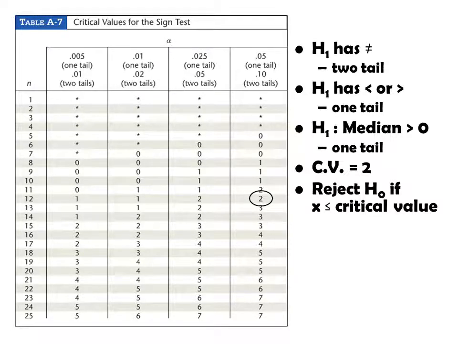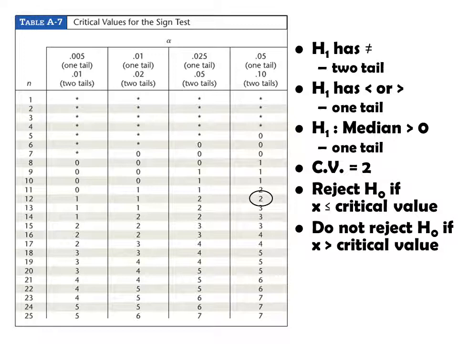Now here's our criteria for rejecting or not rejecting the null hypothesis. We reject the null hypothesis if x is less than or equal to the critical value. We do not reject the null hypothesis if x is greater than the critical value. So in this case, x is equal to 3. 3 is greater than 2, and so we do not reject the null hypothesis. So there's our technical conclusion.